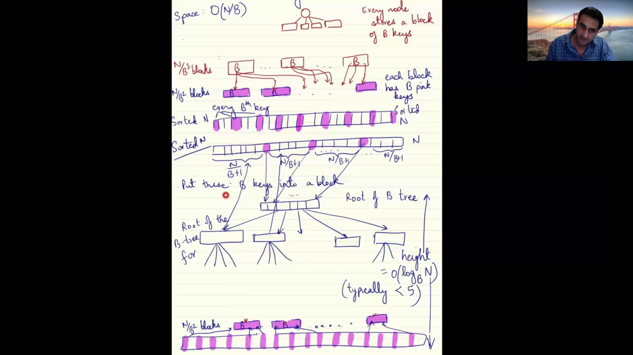That's why these subarrays keep dividing by a factor of B. We stop when the subarray fits in a block. And so we have log base B of n height of this B tree.